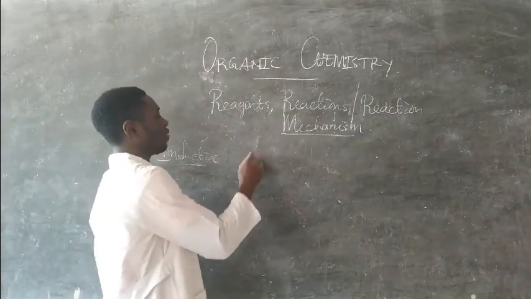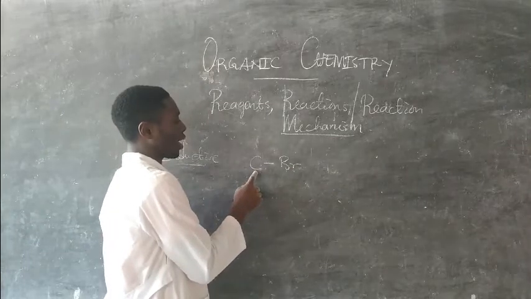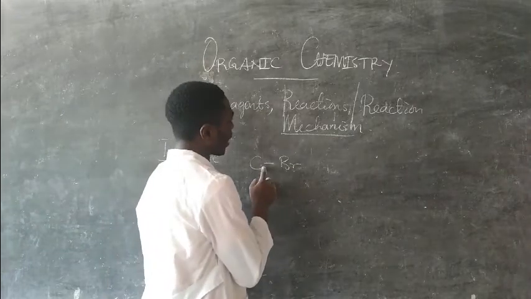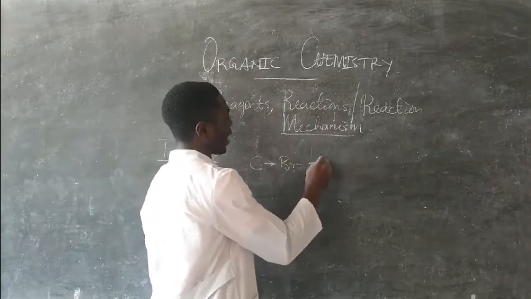I quoted an example. If you take carbon, for example, and bromine is more electronegative than carbon, in a compound, bromine would rather be pulling electrons away from this carbon atom, and so we call it negative I effect.